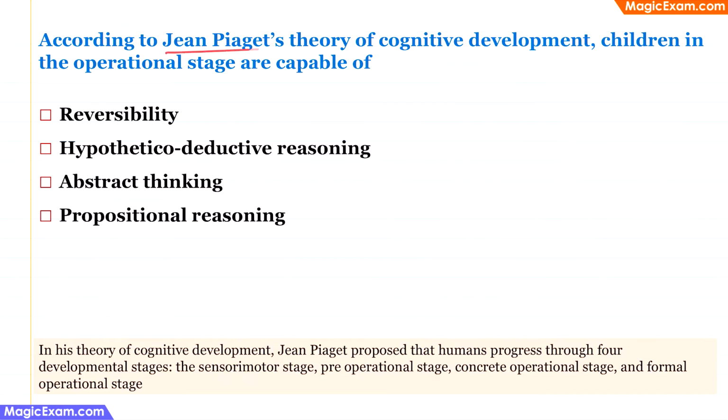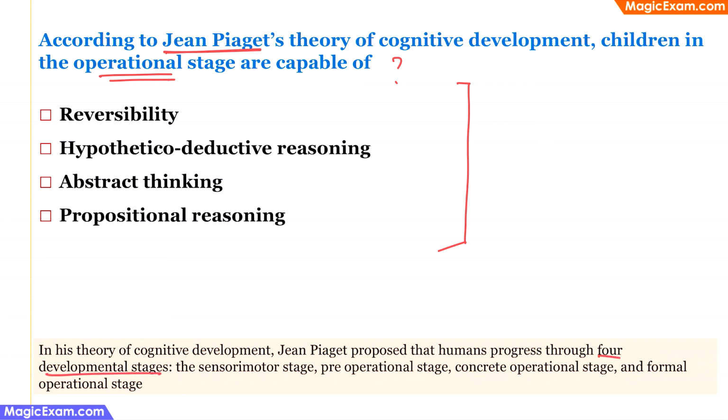According to Jean Piaget's theory of cognitive development, children in the operational stage are capable of which of the following? Now this question itself is incorrect. Therefore, all the candidates in this exam got full marks for this question irrespective of which answer they chose, because it should have been clearly mentioned which operational stage is being referred to here, because as per Jean Piaget's theory of cognitive development, there are 4 developmental stages.